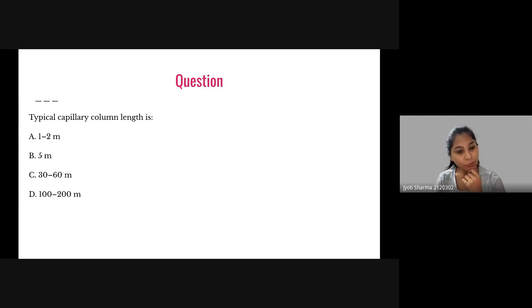1 to 2 meters. This 1 to 2 meters was the column length for the packed one. The typical length of the packed column was 1 to 2 meters.